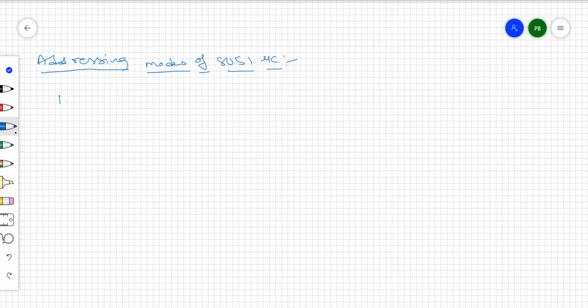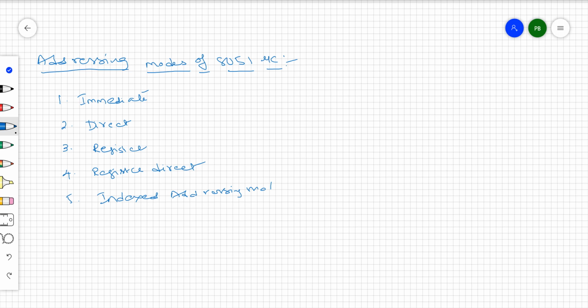You can see them one by one. That is the immediate addressing mode, second one is the direct addressing mode, third one is the register addressing mode, fourth one is the register indirect addressing mode, and fifth one is the indexed addressing mode. These are the five different addressing modes we have in the 8051 controller.